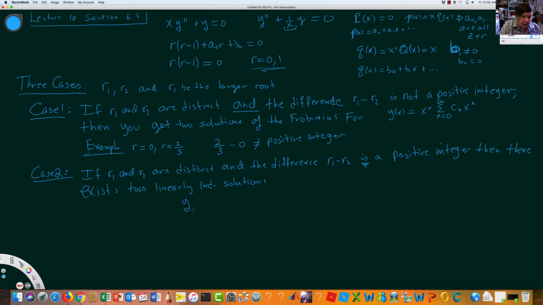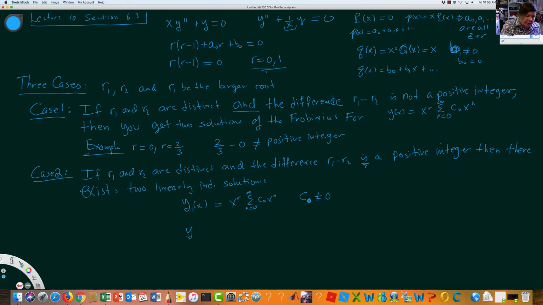You get y1 of x that looks like that Frobenius form, x to the r times the sum from n equals 0 to infinity of cn x to the n. But then your second one, and this also says that c0 is not going to be 0 in this case.